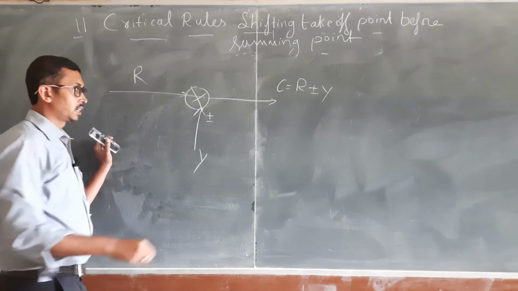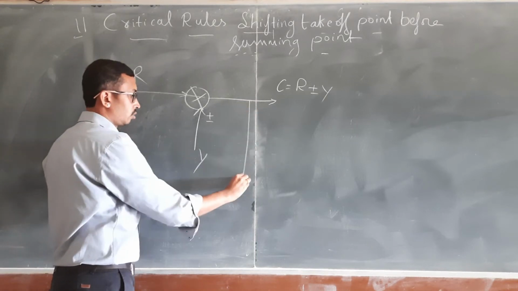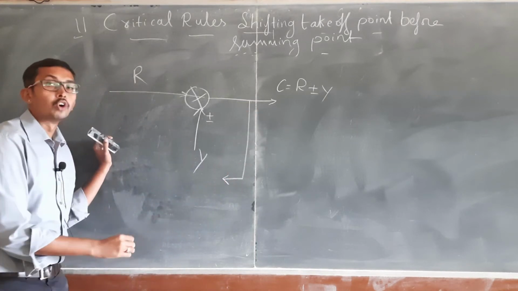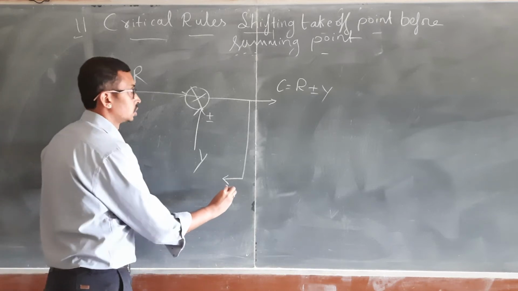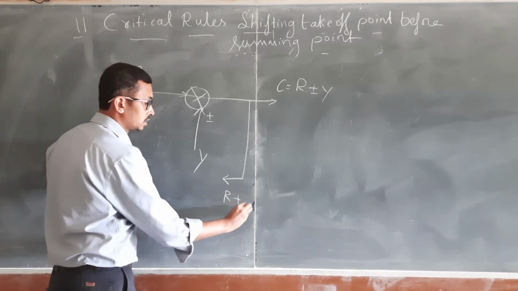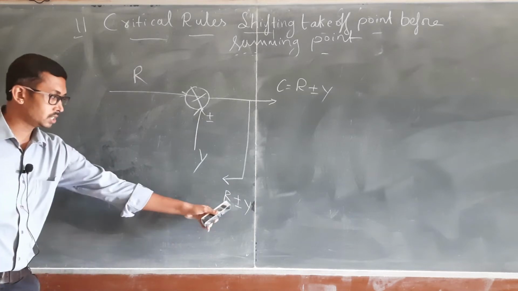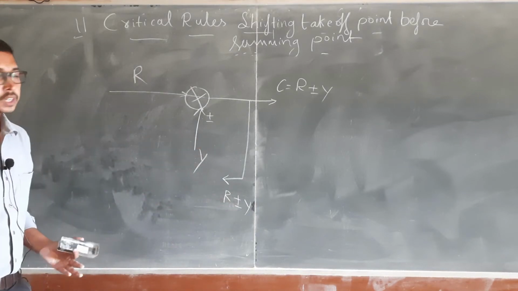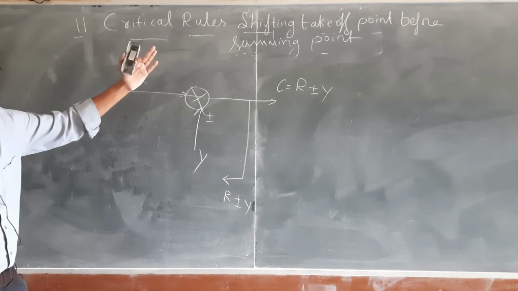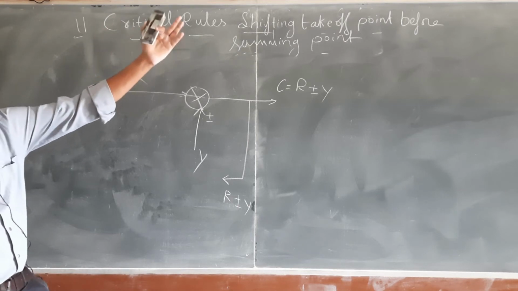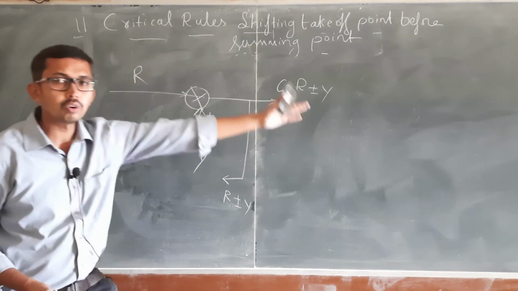Let us consider there is a feedback signal over here. What will be the output from this feedback signal? That will be R plus or minus Y. So this is the actual situation. Now I am applying this rule. What is the rule? Critical rule: shifting takeoff point before the summing point.